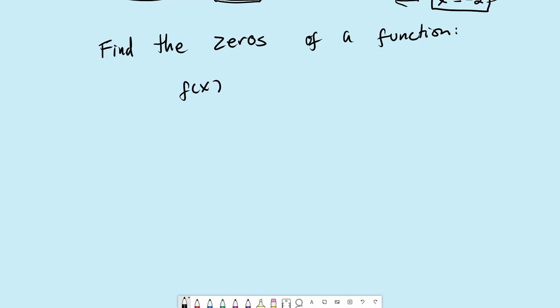And in this example, we'll ask a different question that you may have seen before, and that is the question about find the zeros of a function. And let's use the function f of x equals x squared minus 2x.